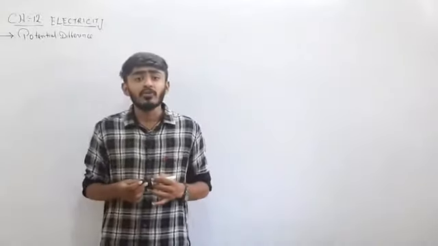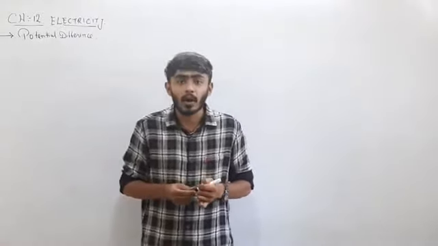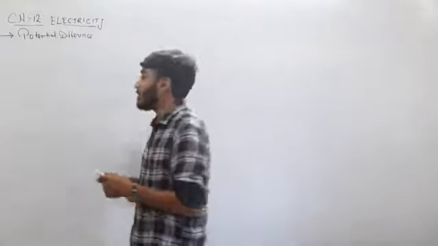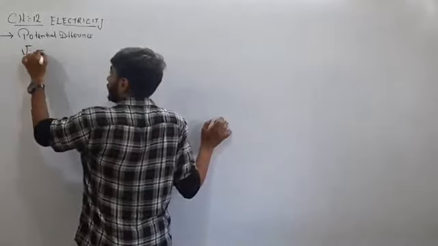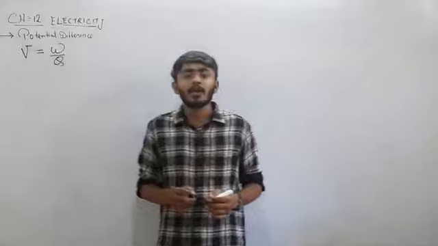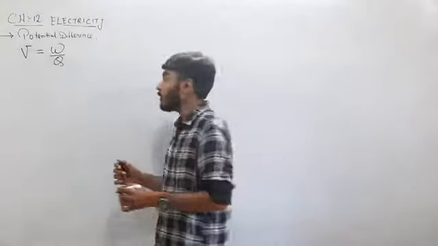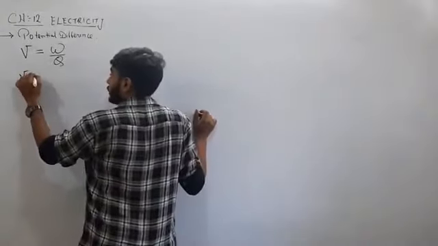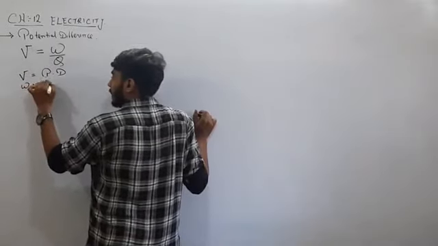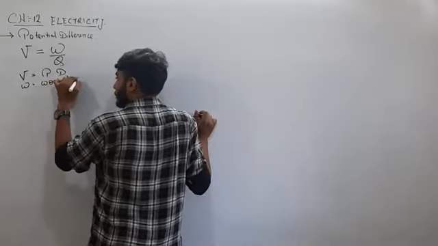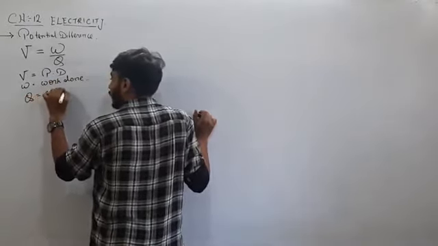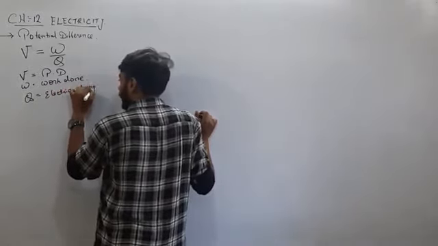So here the potential difference is the work required to move a charge from one point to another, and it was stated as a formula: V is equal to W upon Q. Here V is potential difference, W is work done, whereas Q is the electric charge.